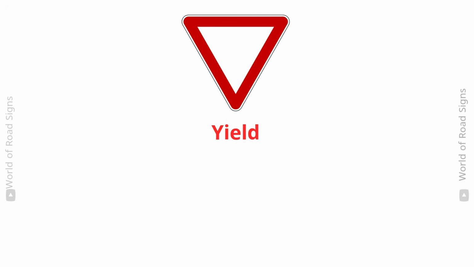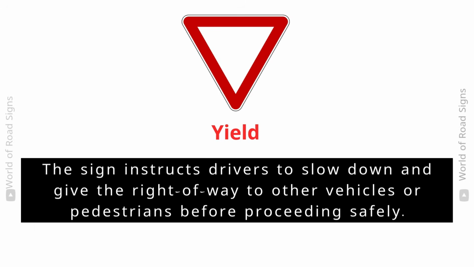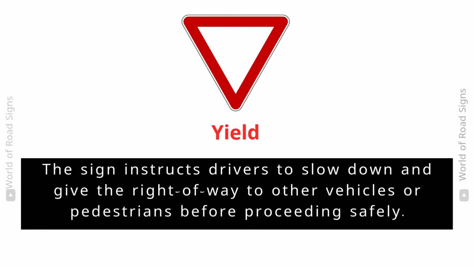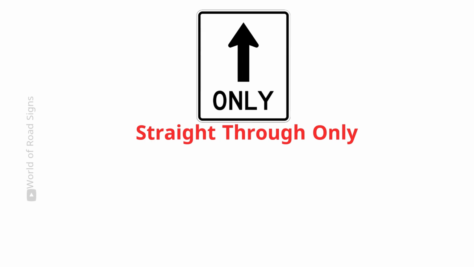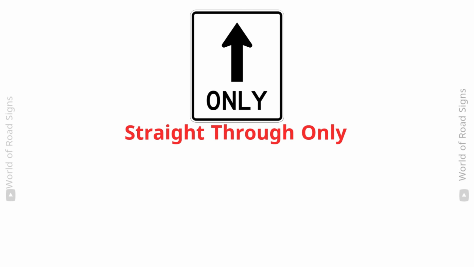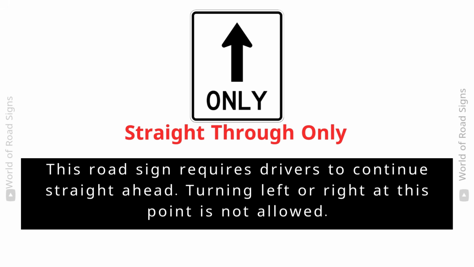Yield. The sign instructs drivers to slow down and give the right-of-way to other vehicles or pedestrians before proceeding safely. Straight through only. This road sign requires drivers to continue straight ahead. Turning left or right at this point is not allowed.